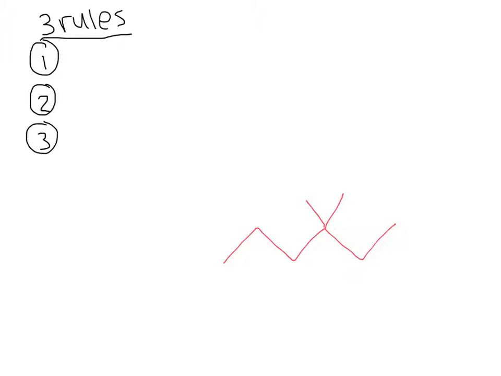In organic chemistry, there are 3 rules for naming molecules. The first rule is to find the longest chain. The number of carbons in the chain determines the parent compound. In this molecule, we can identify 3 different chains.